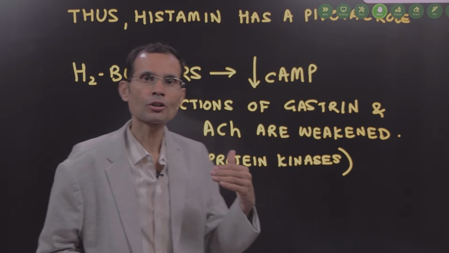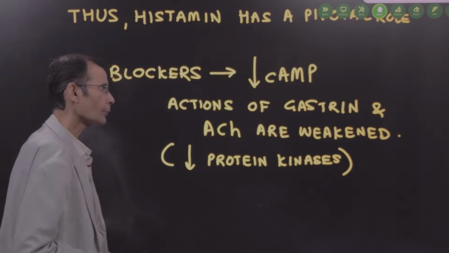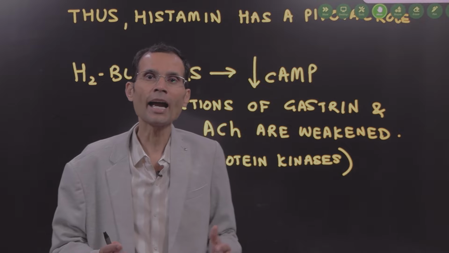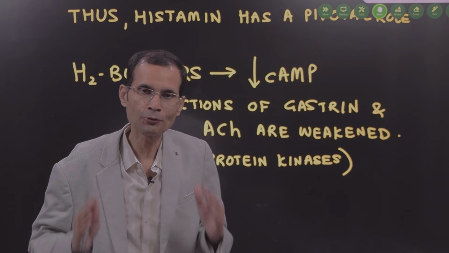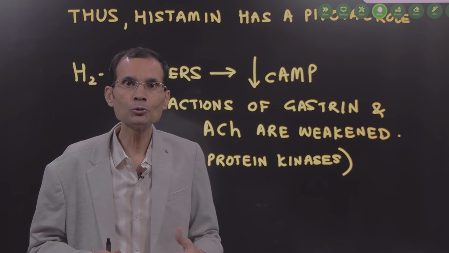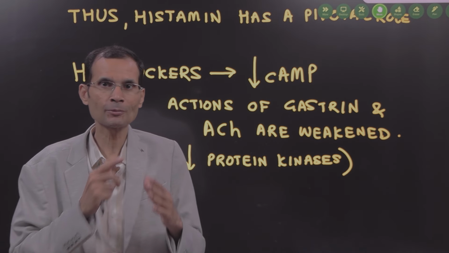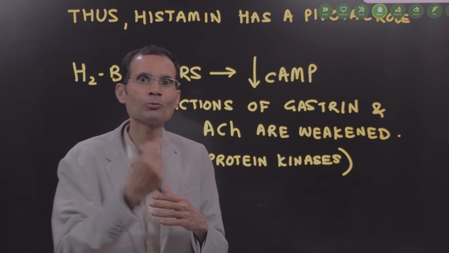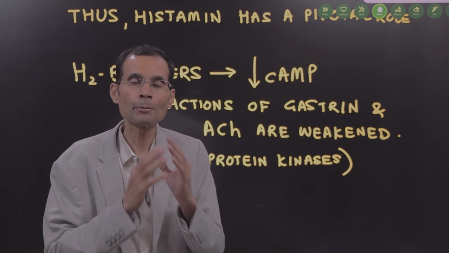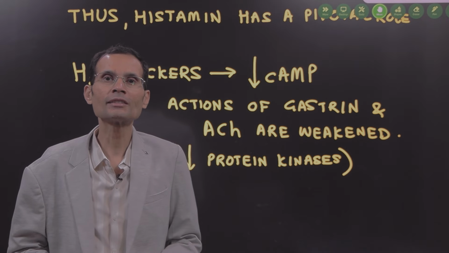They block the action of histamine on the H2 receptors, and that will weaken the action of the other two stimuli as well. And therefore, H2 blockers, although they are just blocking one stimulus, that is histamine via the H2 receptor, block more than 90% secretion.